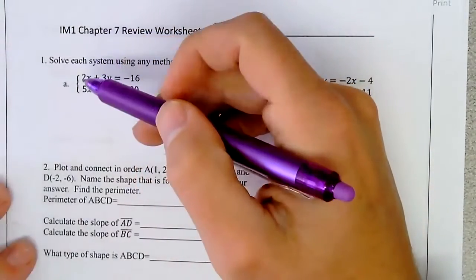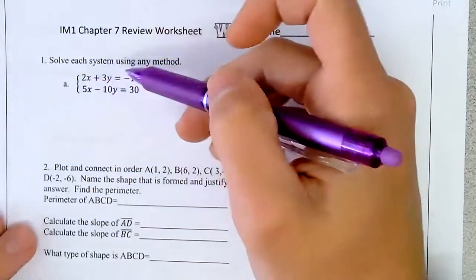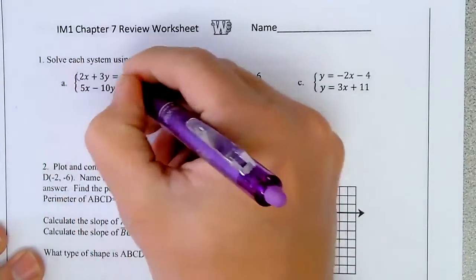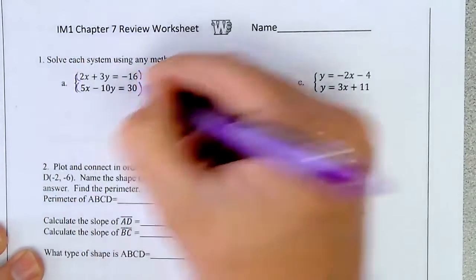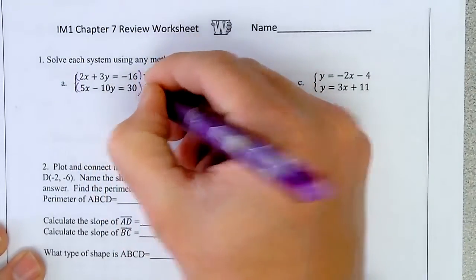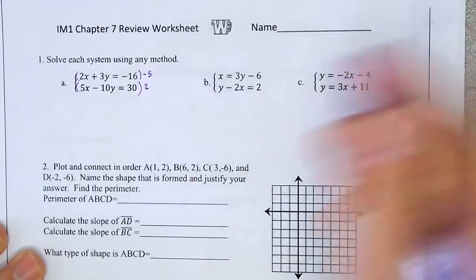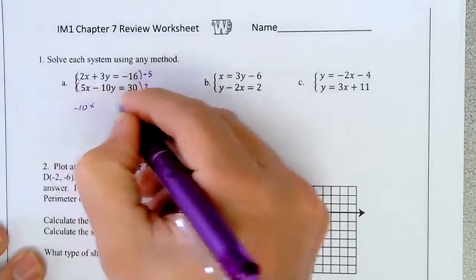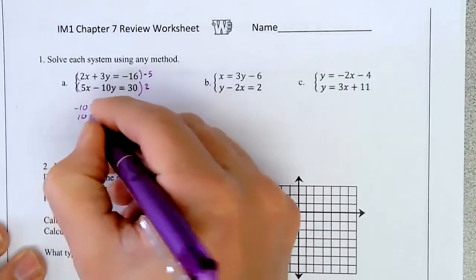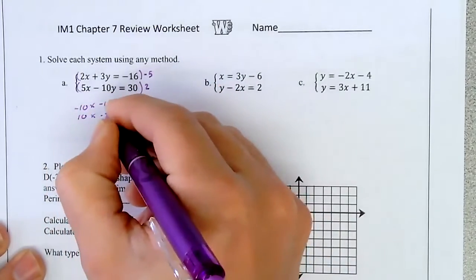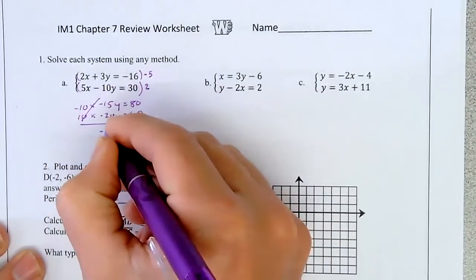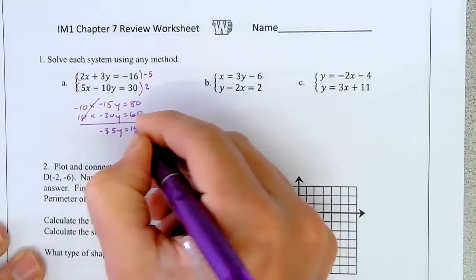First one. Okay, we have 2x plus 3y and 5x minus 10y. It's tough to use substitution, so we have to use the elimination method. Multiply the top one by -5, the bottom one by +2. Could have flipped it either way. Negative 10x minus 15y equals 80. And then the second one, 10x minus 20y equals 60. Our x's cancel. We get negative 35y equals 140.